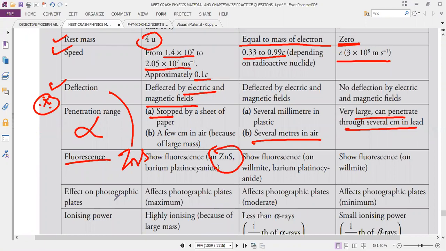Next one, the effect on a photographic plate. What is the effect on the photographic plate? It is maximum, moderate, minimum. We mainly use it for the alpha particle. Absorption. Absorption means, see here, benzene. In the structure and all, we can detect using some radiation.